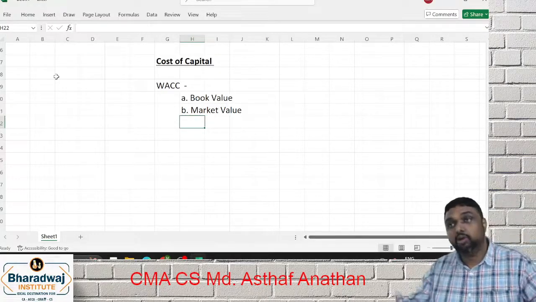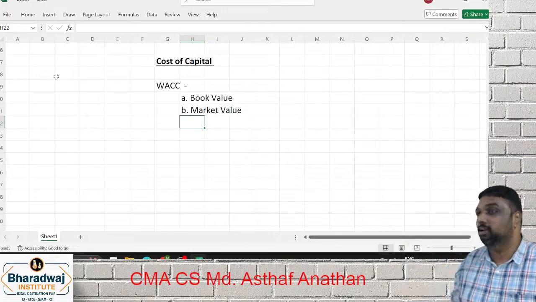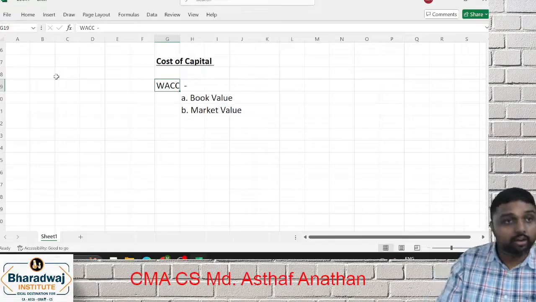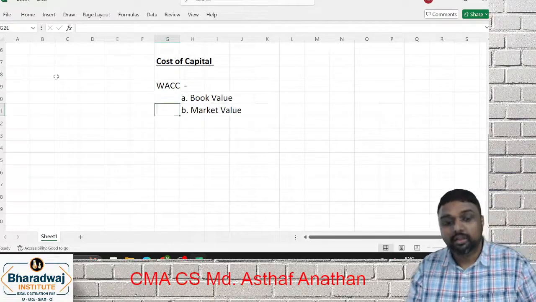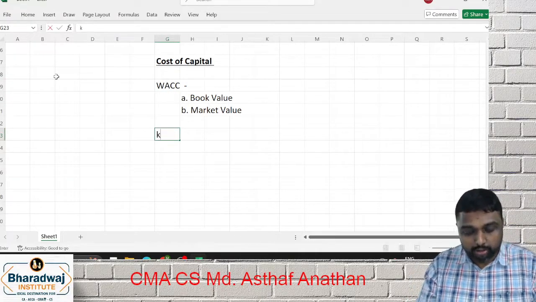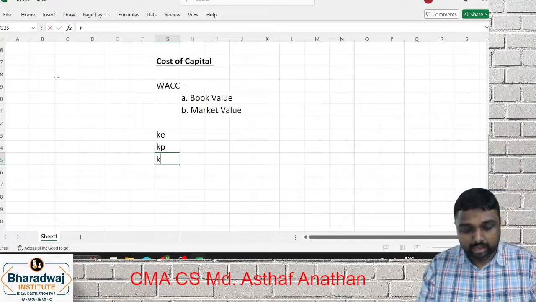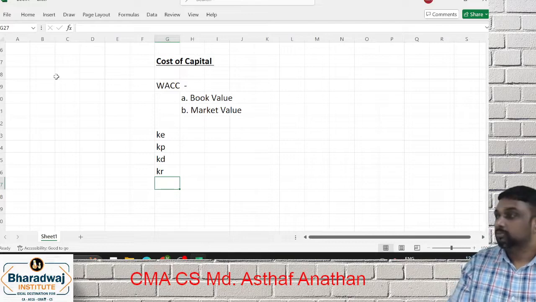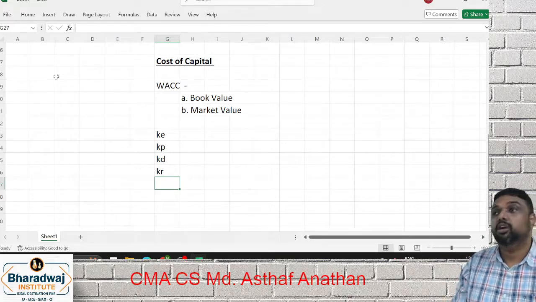So if you want to do either book value or market value, first you have to compute the weighted average cost of capital. If you want to find out the weighted average cost of capital, first you should know how to compute KE, KP, KD, then KR, different perspectives. Correct or not? So this is how you have to go for it.